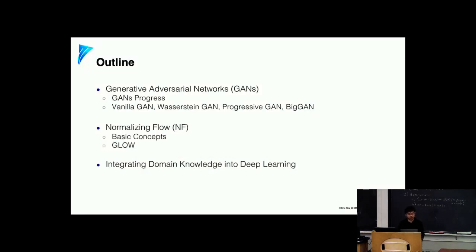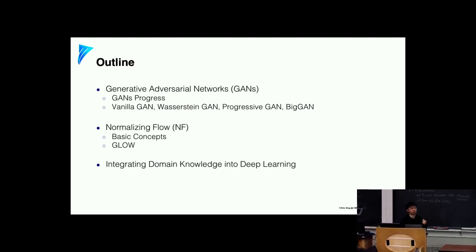So, the outline of today's lecture. In the first part, we will see the progress of the GAN model. Basically, we will see some representative techniques that were developed recently to improve image generation and generative modeling. And in the second part, we will see a new type of deep generative models called normalizing flow. We will visit the basic concepts and the instance of this type of model called GLOW. And then in the third part, we will see a topic about integrating domain knowledge with neural networks. In this part, we are not limited to deep generative models. We are focusing on basically whatever neural networks.